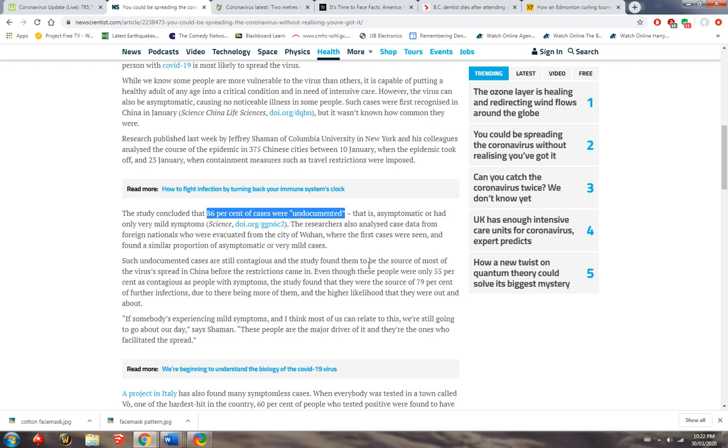Now, those people, the 86%, were only 55% as contagious as people with symptoms. However, because they're out and about and asymptomatic, or at home with mild symptoms and feel, I think it's over, I think I can go out, they ended up being 79% of further infections. So that's 80% of the spread problem was done through the asymptomatic cases and the very mild symptoms cases.